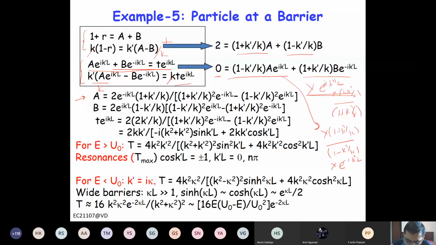So what you have here, 2kk prime, now e to the power iota kl. If you see here, there's 1 times e to the power minus iota kl minus e to the power iota kl. So that will be sine k prime l, right? So that is sine k prime l, and this is k plus k prime square, right? Because we are multiplying numerator and denominator by k square, so it becomes 2kk prime.